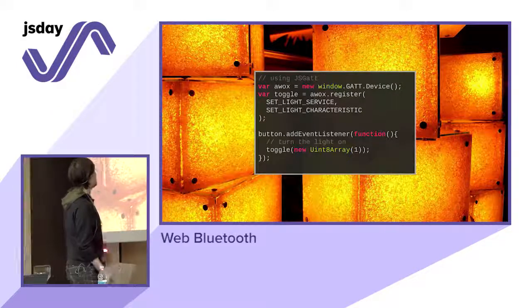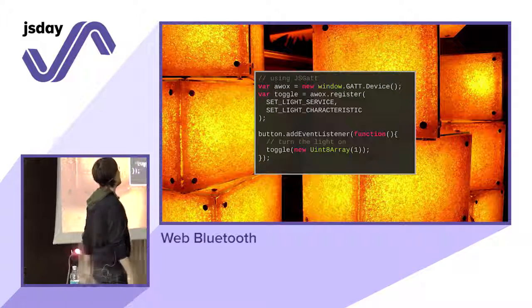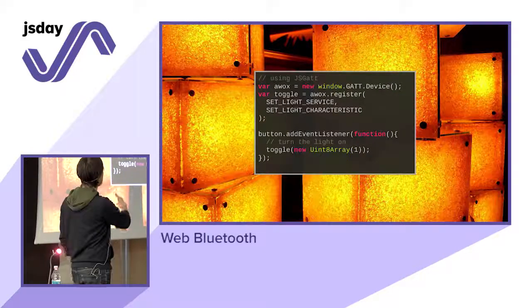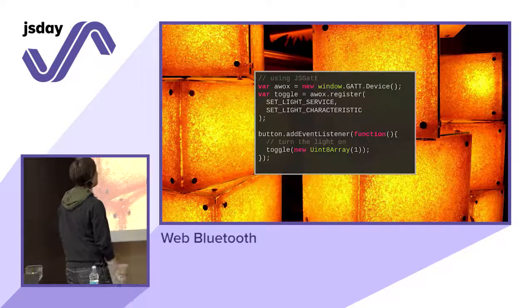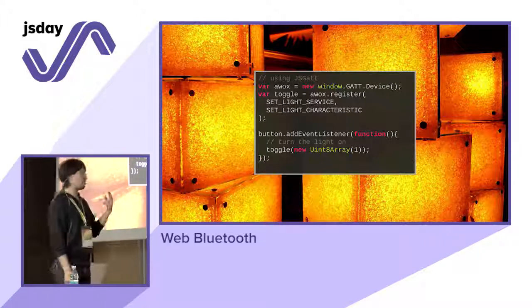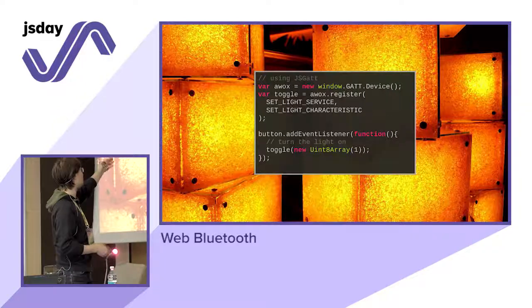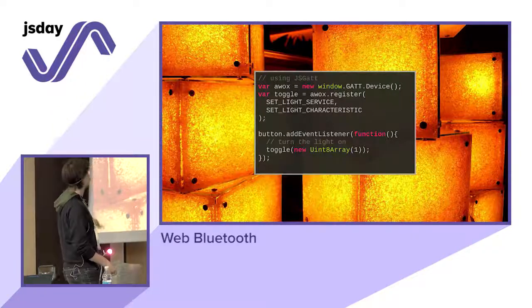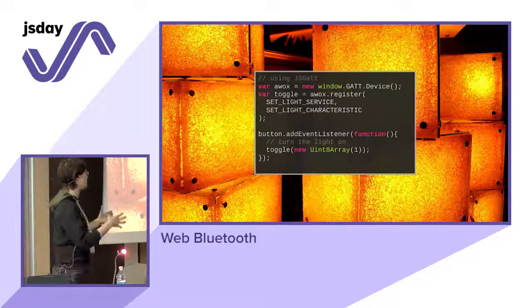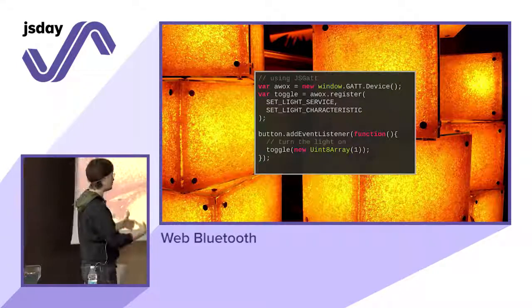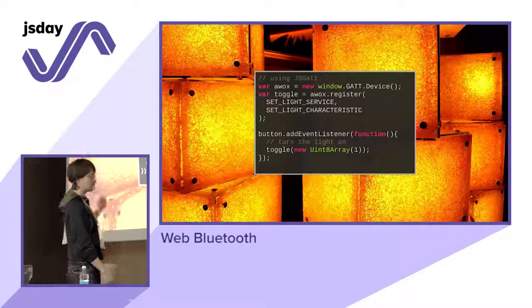The way it works is kind of straightforward. You instantiate a new device, and then you register a pair of service and characteristic. In this case, I want to use the light characteristic on the light service, so I just register those two pieces of information, and I get back a function.